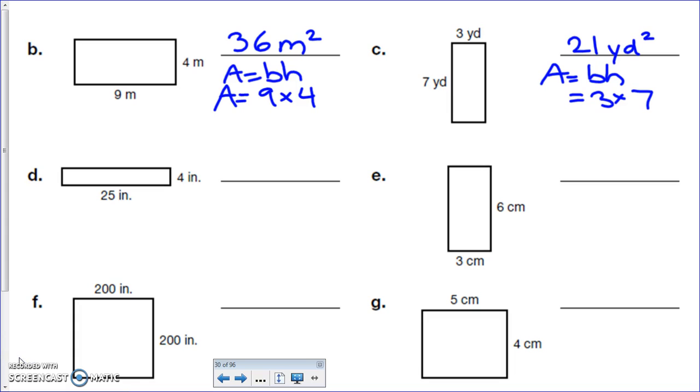For D, we know that area equals base times height, so we have 25 times 4. So we'll write up the formula, plug in the numbers, and then solve the problem. And then we know 25 times 4 is 100, so we have 100 inches squared.